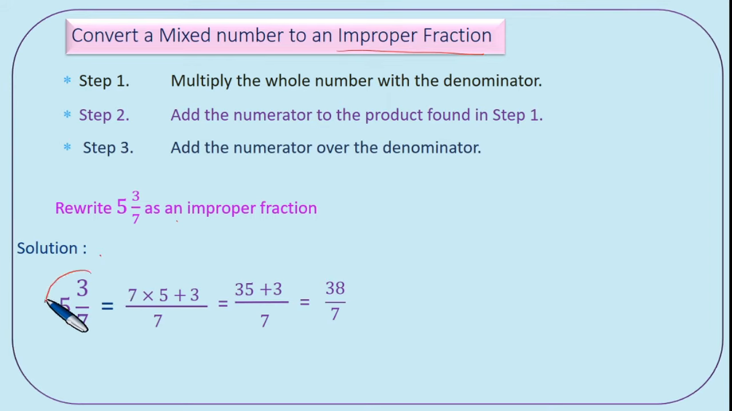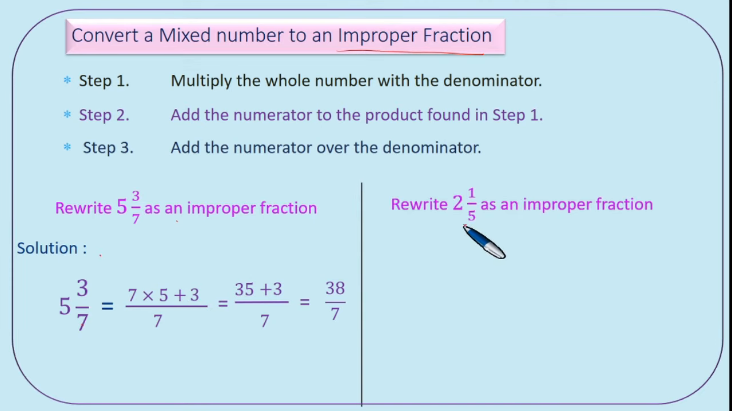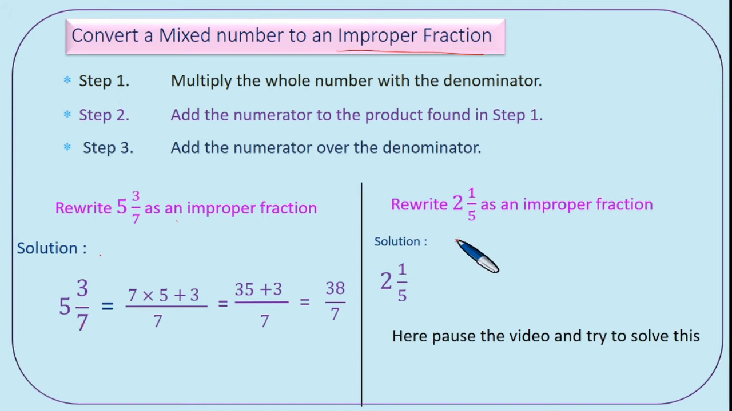We have converted a mixed fraction to an improper fraction. Hope it's clear for you. Let me see one more example. Another example is rewrite 2 and 1 over 5 as an improper fraction. This is a mixed fraction. The question is you need to convert it into an improper fraction. So let me write the solution. Before that, just pause the video and try to find the answer by yourself. I hope you did. Check your answer here.